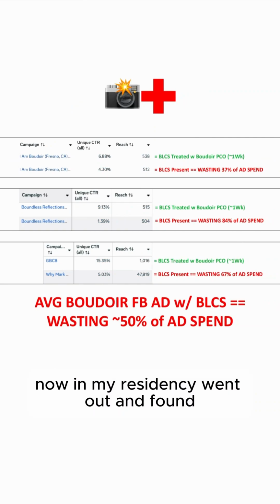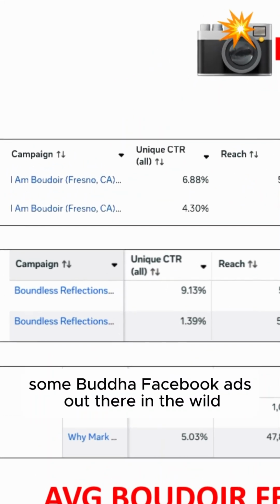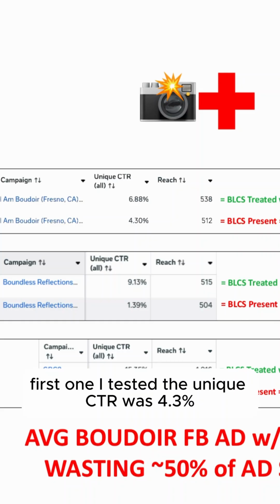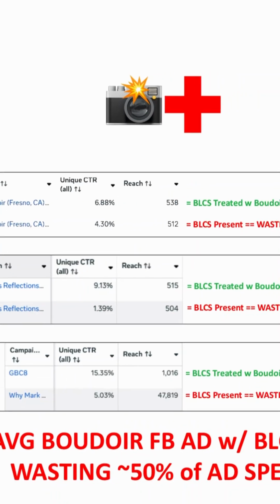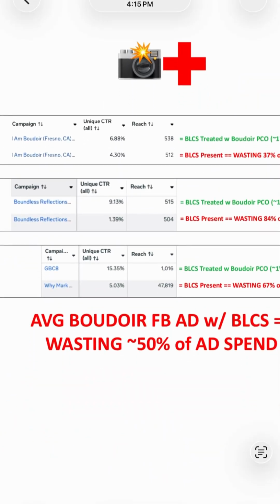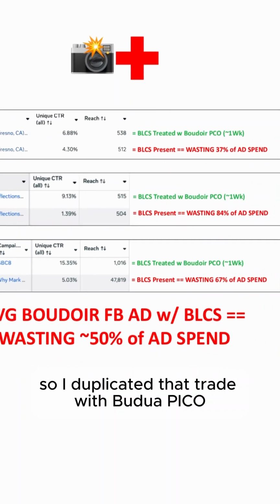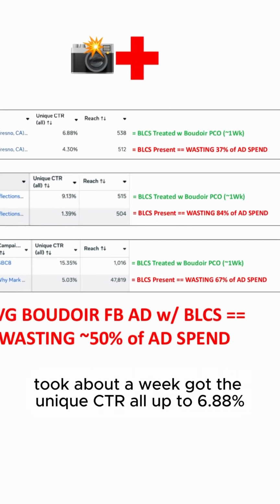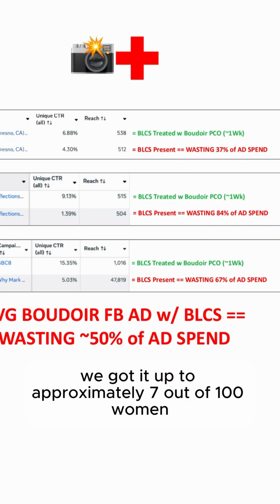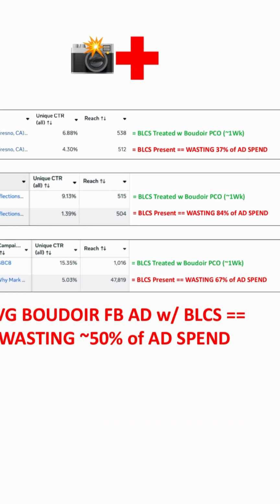Now, in my residency, I went out and found some Boudoir Facebook ads out there in the wild. The first one I tested, the unique CTR was 4.3%. So we know that's under 6%, so we know that BLCS is present. So I duplicated that, treated with Boudoir Pico, took about a week, and got the unique CTR all up to 6.88%. So way better. So instead of like 4 out of 100 women clicking somewhere in the ad, we got it up to approximately 7 out of 100 women.